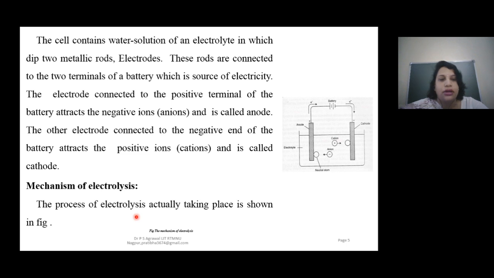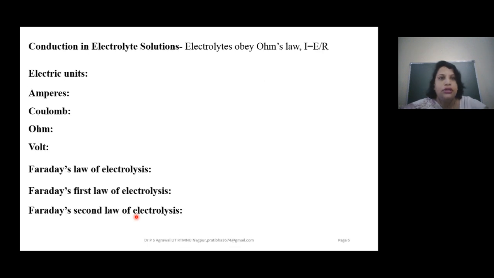Now, about the conduction, the passage of current through the solution of salt results in the electrolysis. Now, when we think about the conduction process, the electrolytes obey Ohm's law to the same extent as that of a metallic conductor. According to this law, the current I, which is flowing through the conductor, is given by I equals E upon R.